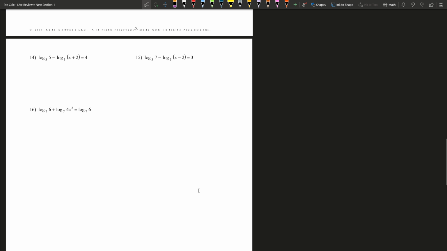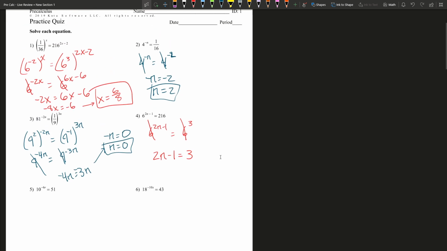All right, add 1 to both sides, 2n is equal to 4, n then is equal to 2.